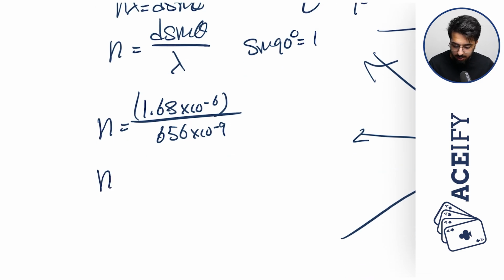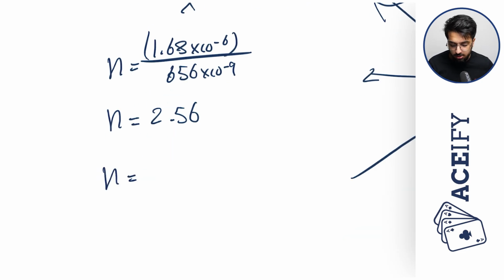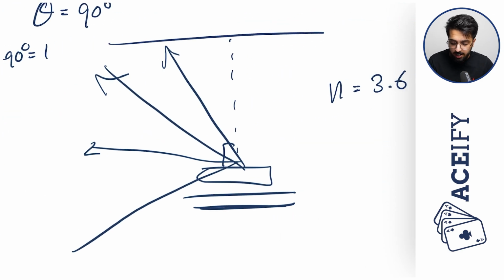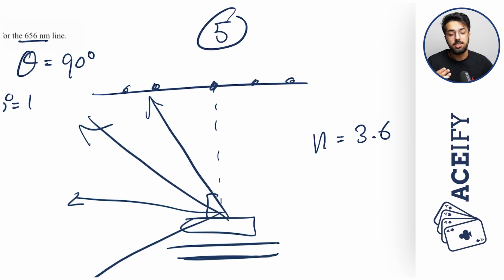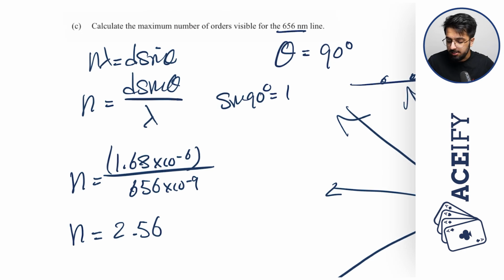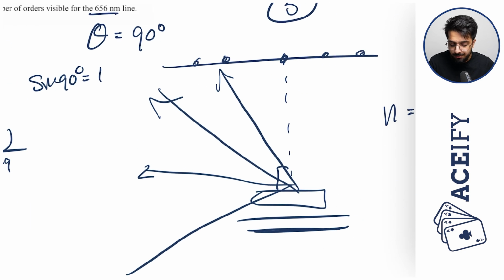And we get our n value as 2.56, and therefore our highest order is 2. Okay, now it's a common mistake to say that we get 2 more orders of maxima on either side, and so therefore we have our central maxima and 2 orders of maxima on either side, and therefore our max order is 5. This is incorrect because we are not asked for the maximum number of maxima visible, we are asked for the highest order. And the highest order is just the amount of maxima that are on each side of the central maxima, okay? So in this case, as you can see, it's 2.